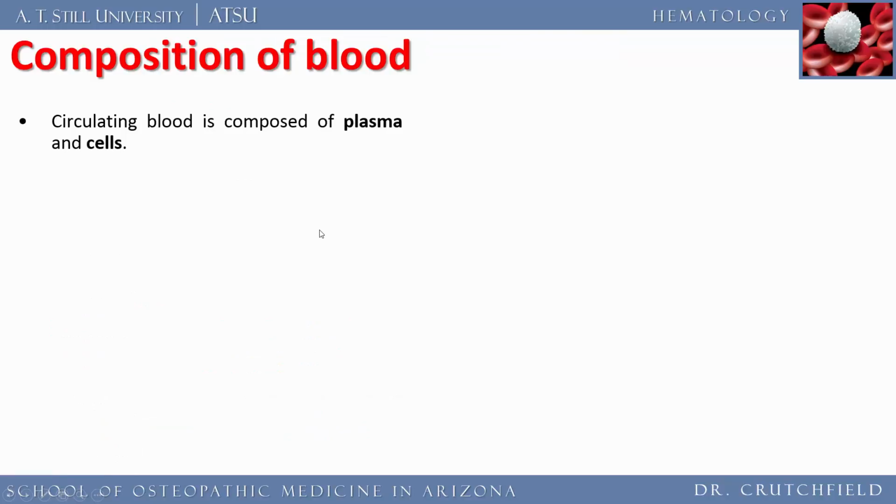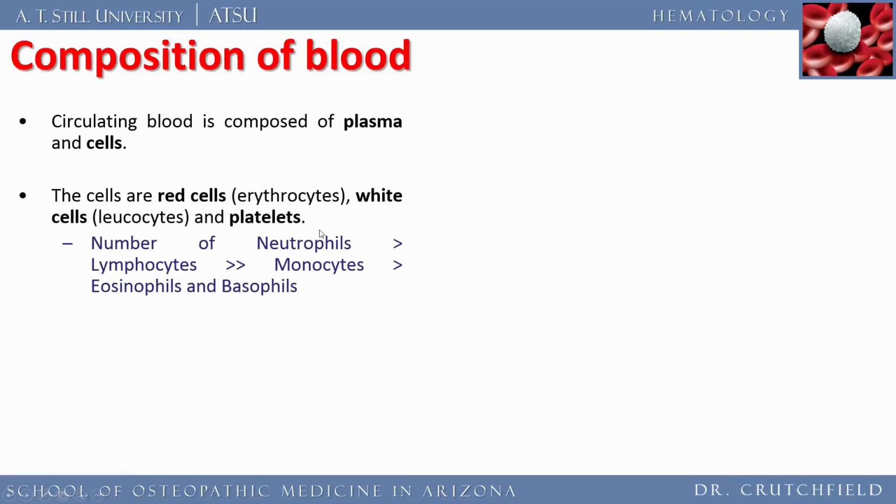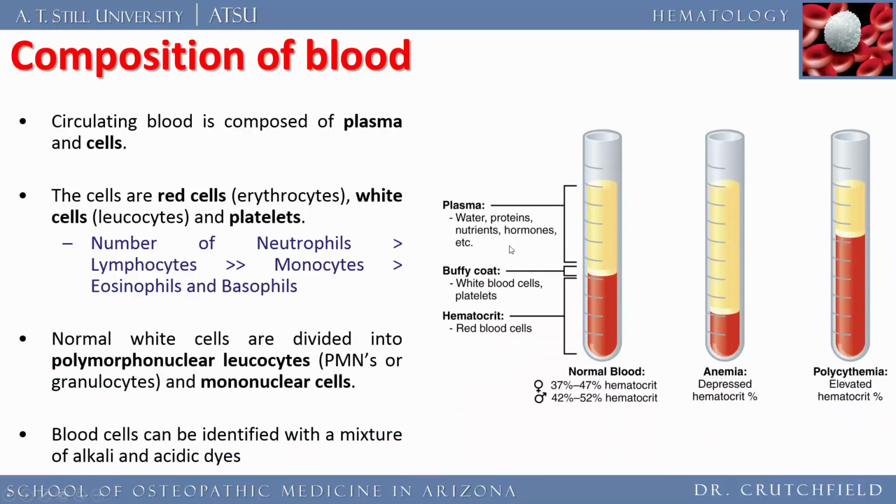So we know that red blood cells, white blood cells, etc., are all part of the peripheral blood that we draw in a test tube. Normal blood is made up of plasma, which contains water, proteins, nutrients, and then, of course, the hematocrit, which is the percentage of the blood that is actually made up of red cells. And then there's a buffy coat, which appears between the plasma layer and the hematocrit. And the buffy coat is where the white blood cells and the platelets sit.